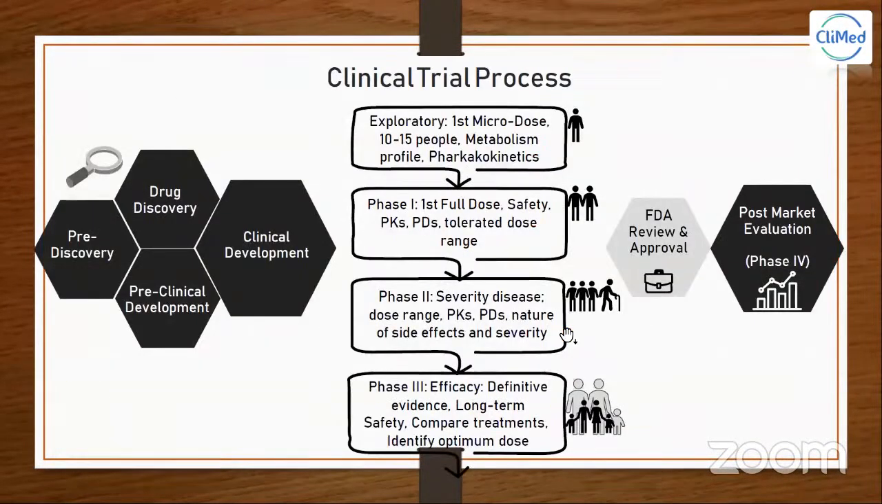Phase 3 is where efficacy is defined, where the drug shows definite, evident efficacy. It also covers long-term safety concerns, which assessments we should take care of, and comparative treatments to see which one performs better, and identifies the optimum dose of any molecule or drug under development. Once the phase 3 study is finished and we have achieved the objectives and endpoints defined in the study protocol, we move to FDA review and approval. Once that happens, it goes to post-market evaluation, which is phase 4. All right, move to the next.